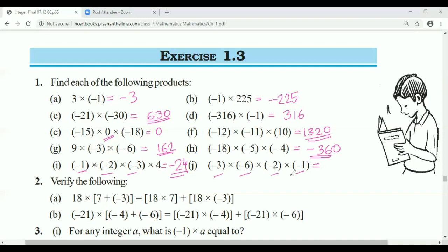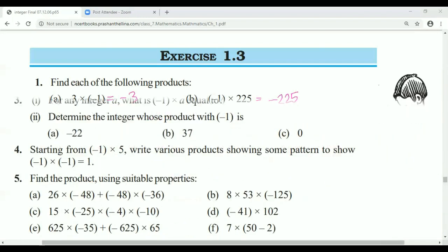The next one, all these 4 numbers are negative numbers, so the answer is always positive. Then we have to simply multiply and write down the answer. 3 into 6, 18. 18 into 2, 36. So 36 is the answer, positive 36.